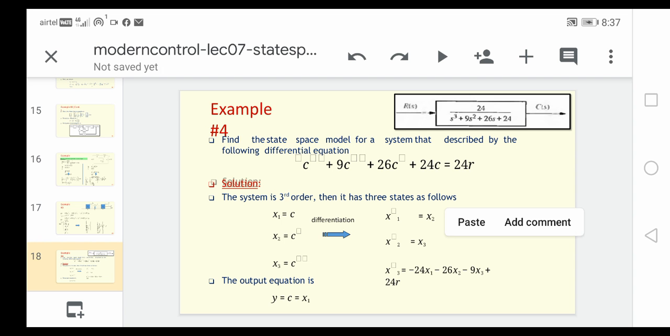Now finally you get this equation. Similarly, the output equation is y is equal to c, which is x1. Now by using these equations you need to write down the state equations.